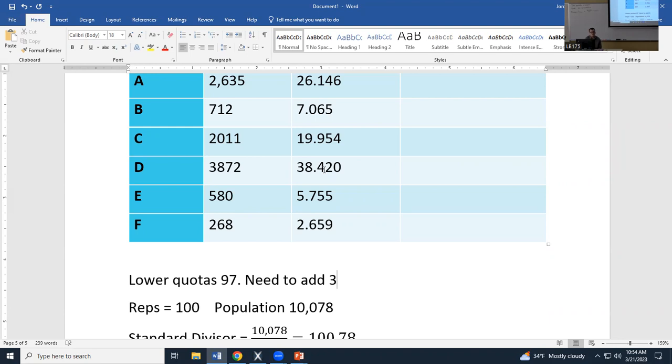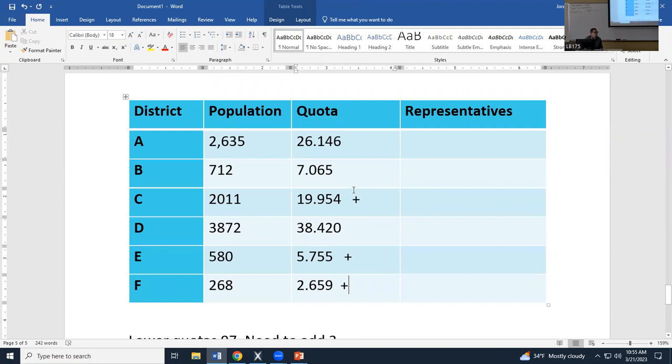Those 3 are going to go to the biggest decimals. Biggest decimal is 0.954. That's in C. Next biggest decimal is 0.755. That's in E. And the next biggest decimal is 0.659. That's in F. So with the population adding, A got 26 representatives, B got 7, C would get 20, D would get 38, E would have gotten 6, and F would have gotten 3.